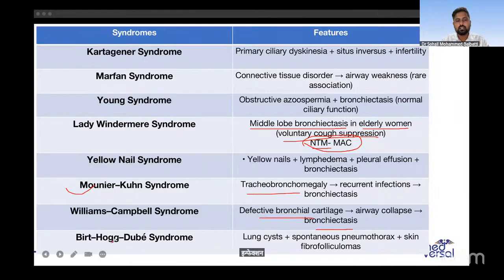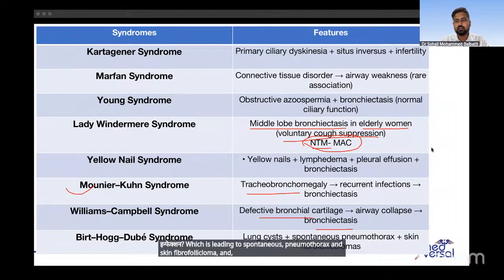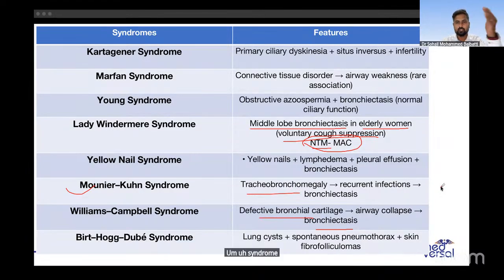And we have a disease which is having lung skin involvement, that is lung cyst, which is leading to spontaneous pneumothorax and skin fibrofolliculoma, and also it causes bronchiectasis. Okay. So this is again one important slide which you have to remember, and these features you have to remember in certain syndromes where you can connect all these points and you can derive a diagnosis.